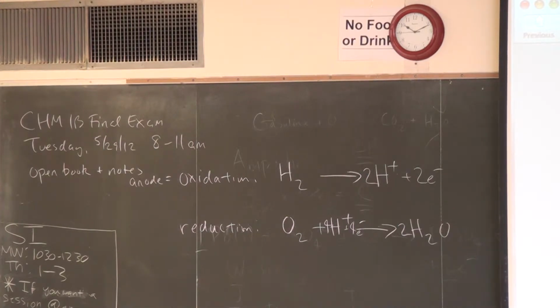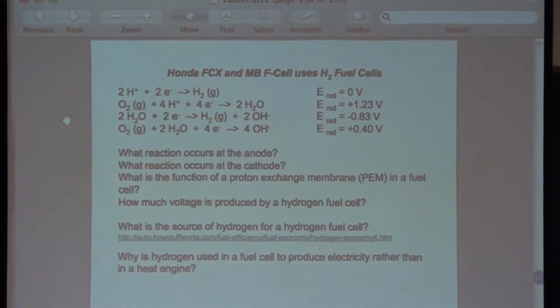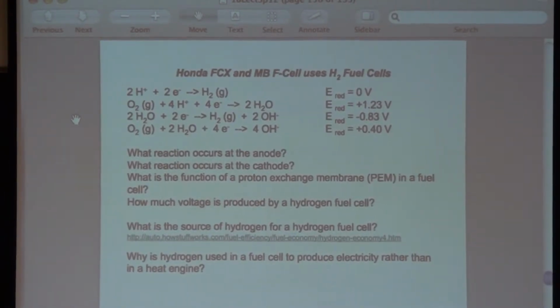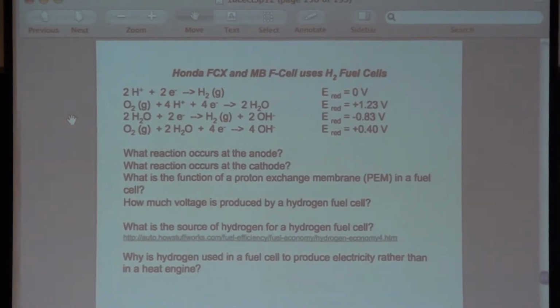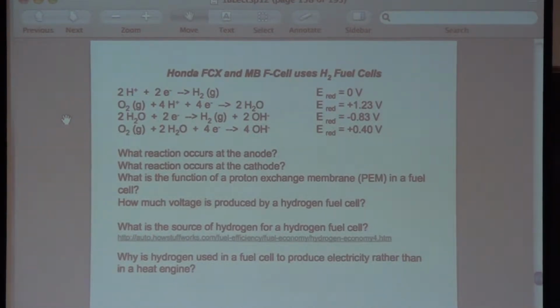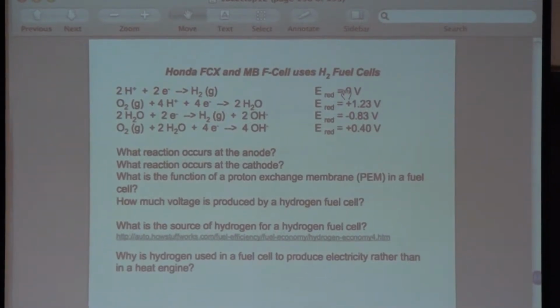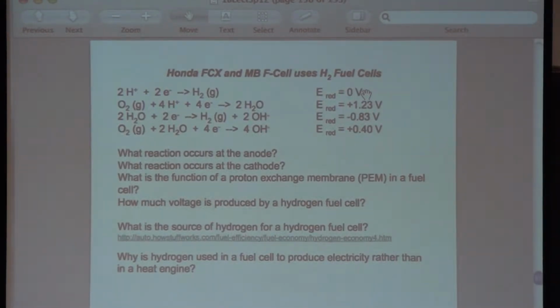Now, how much voltage is produced by a hydrogen fuel cell? If you were to calculate E cell based on those 2 reactions you identified as the oxidation and reduction reactions, what's going to be E cell? E cell is plus. E cell is equal to E oxidation, so we reverse the sign of the first one, which is still 0 volts. Then the reduction is 1.23 volts, so we add those two together. So E cell is going to equal plus 1.23 volts.